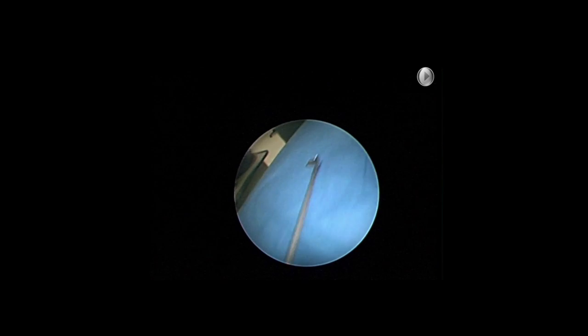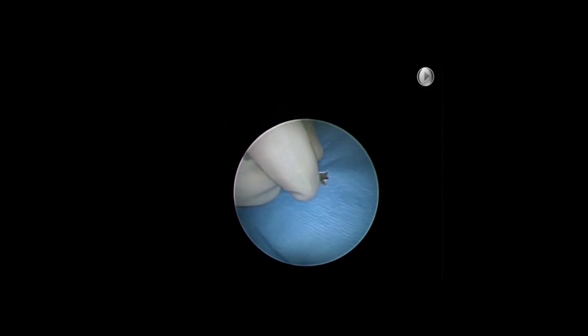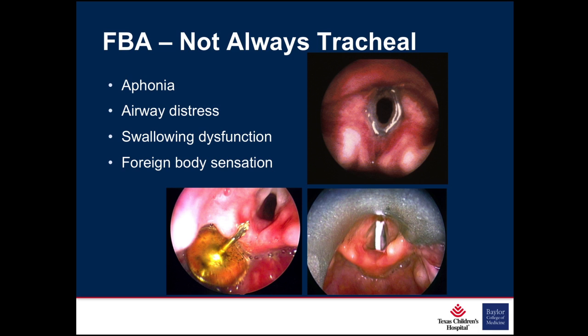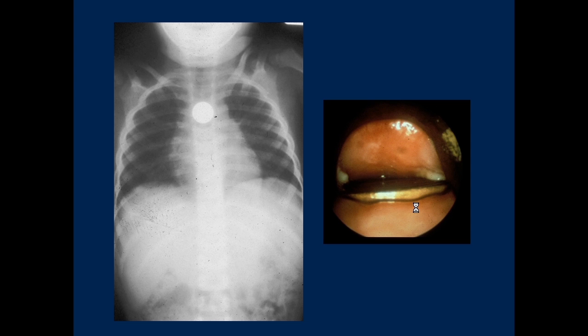And this foreign body, as you can see, was a metallic piece of confetti that you often see at children's parties and weddings. So it's important also to know that foreign bodies are not always tracheal. They can cause aphonia, airway distress, swallowing problems, and foreign body sensation. Don't forget, even more common than an airway foreign body is esophageal foreign bodies, such as a coin. As you can see in the x-ray, there's a perfect circle, and this is the endoscopic view showing the coin.